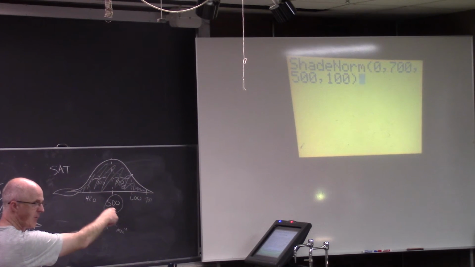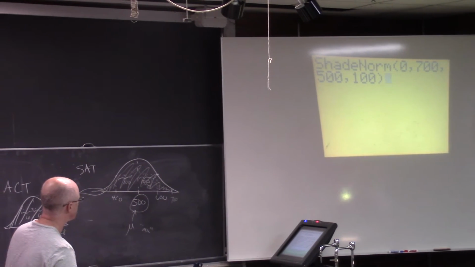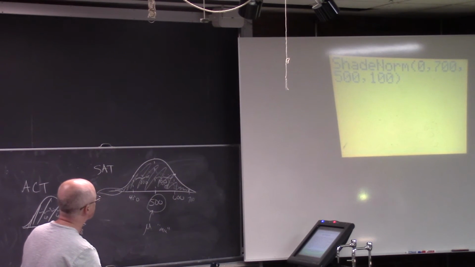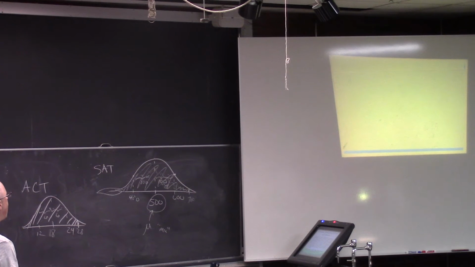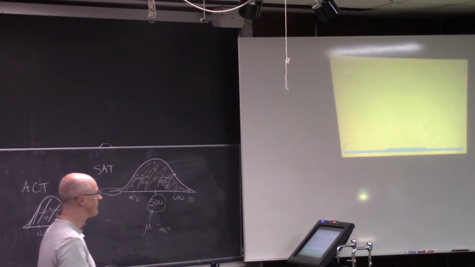Got it? Left endpoint, which again technically is minus infinity, but I picked 0. I could have picked something negative. Right endpoint 700, but you got to get that right. Mean is 500, standard deviation is 100. Enter this. And we're not going to get a real great graph. Oh, it's pretty low. Okay, I better use something like 0.01 to see it right.